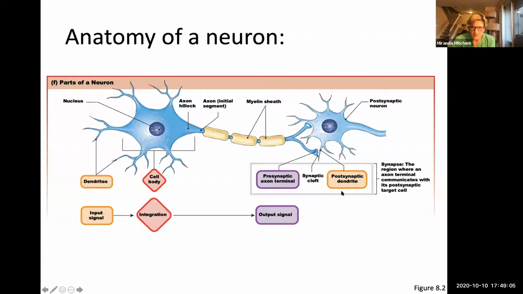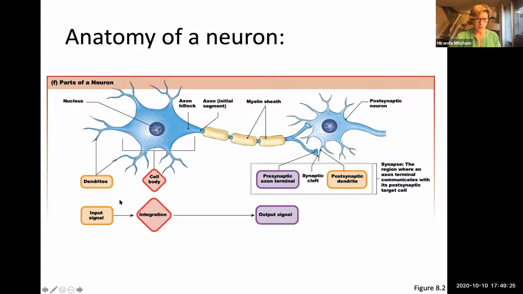Okay, so let's focus on that synaptic cleft down here. The presynaptic axon terminal is this area, and then we've got the cleft. And then the dendrite, it belongs to the postsynaptic cell, whatever type of cell that is.